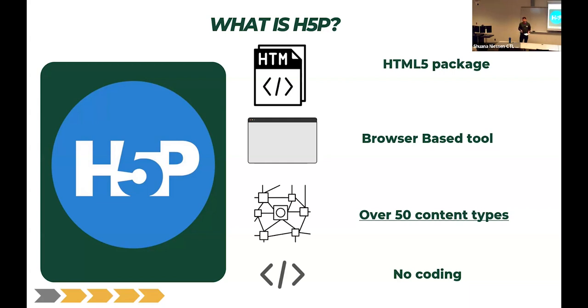It's a browser-based tool. What that means is anything that can access the internet can access the content you create on H5P. So for example, a cell phone, a tablet, computer, desktop, laptop, of course, but anything that can access the internet can access the H5P technology, making it really accessible for learners. My next point here is where most people can get a little bit overwhelmed when they see it, and that is that there's over 50 content types that you can design with H5P, which is quite a lot.